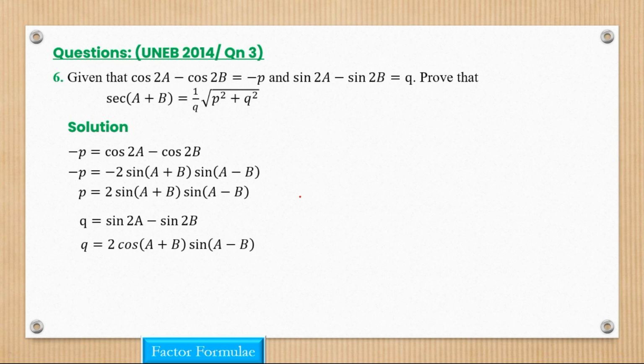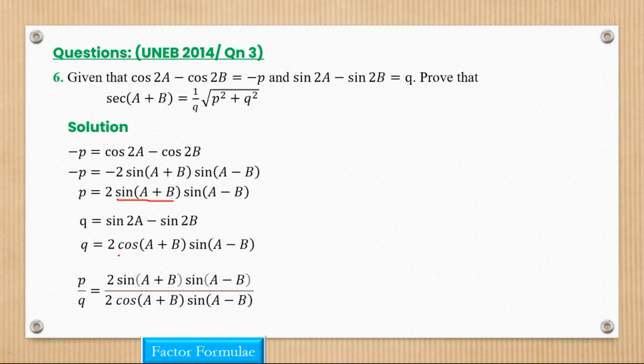Applying the factor formula, we end up with something like that. To simplify this a little bit further, we're going to divide this by that. The reason we do that is we can see that this has a sine value here that, when divided by this, will help us come up with a tan, and at the same time this value and this one will cancel. So that will help us simplify. It is a wise decision to divide p by q. When you do that, we end up with 2 sine a plus b over 2 cos a plus b. So we'll have p over q being tan a plus b.